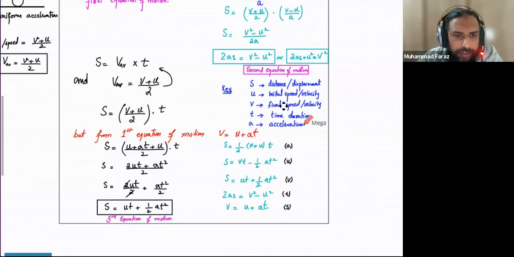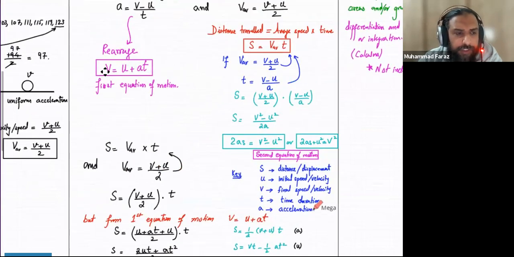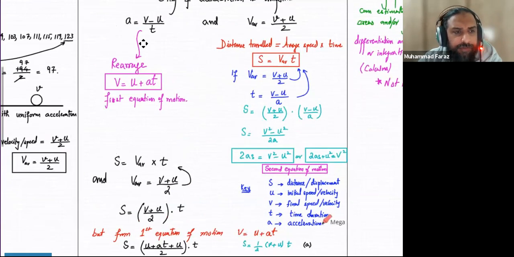So this is the derivation of all the equations of motion. The first equation is actually the rearrangement of the acceleration formula. a equals v minus u over t is rearranged to make v the subject. t goes over there, multiplies, and it becomes v equals u plus at. And this is the formula for distance traveled if an object is moving with a variable speed, but we know the average velocity of the object. We can multiply average velocity with time to find out the distance traveled.